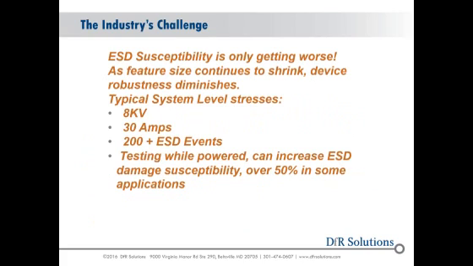So, because of what we do to ourselves in our designs, reducing the size of IC features and continued miniaturization, we've made things with respect to ESD susceptibility worse. As these feature sizes continue to get smaller, device robustness diminishes, and typical system level stresses can be 8 kilovolts, 30 amps, and maybe as many as 200 plus ESD events. Testing while powered can increase the damage susceptibility, and that could be as much as 50% in some applications.